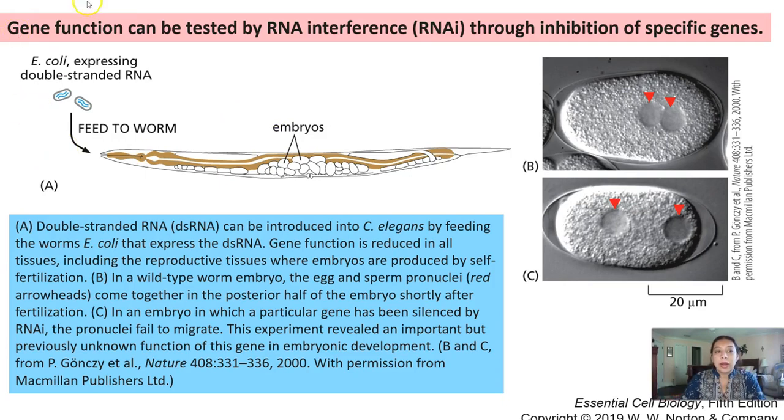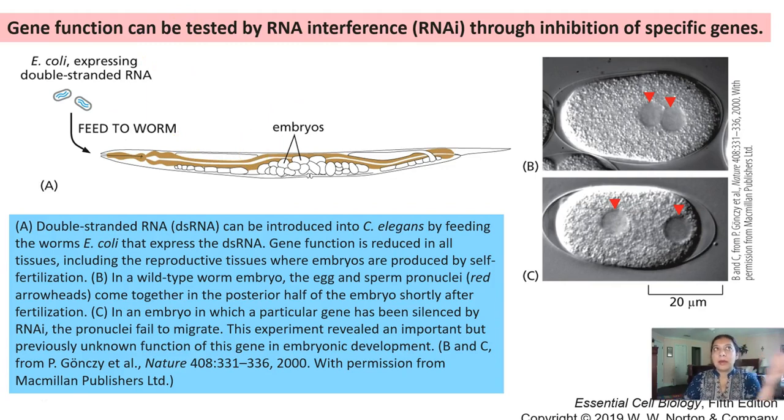In this case, you have E. coli that are expressing this double-stranded RNA. So we transfected the E. coli, so they're producing it, essentially acting as little factories. And you feed these E. coli to the worms, and the worms eat them up. As they eat them up, they are now going to have this double-stranded RNA in them. This is going to reduce the effect of that particular gene in all the cells, all the tissues, including their reproductive organs. So all the embryos that form in there are going to have that particular gene silenced.